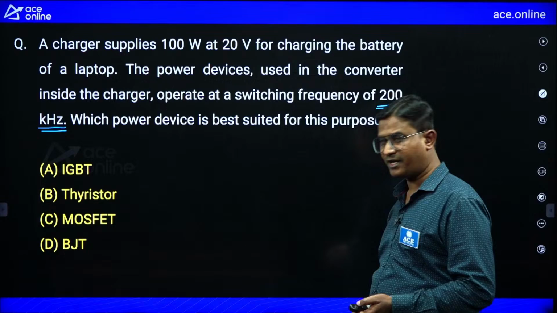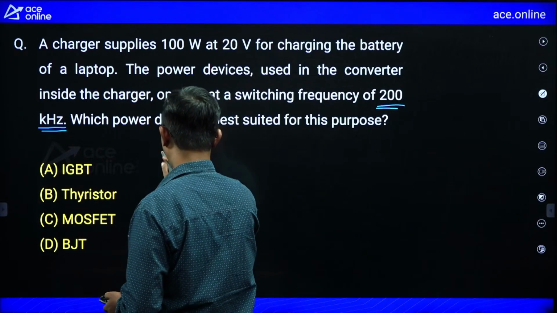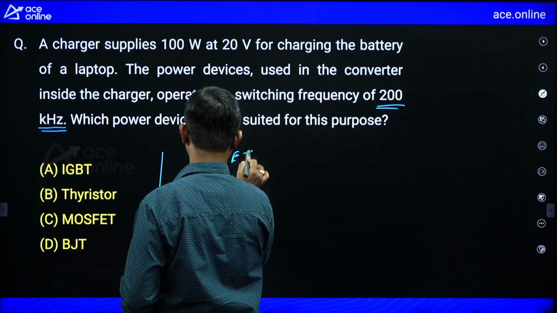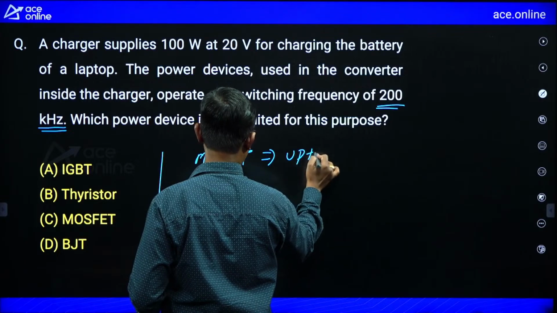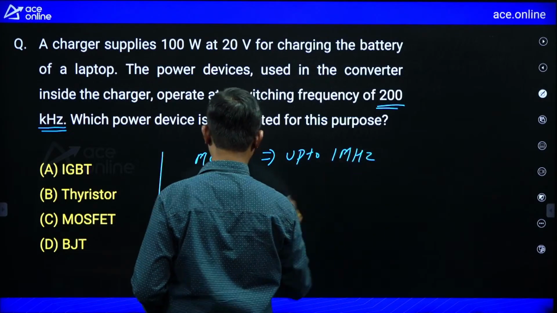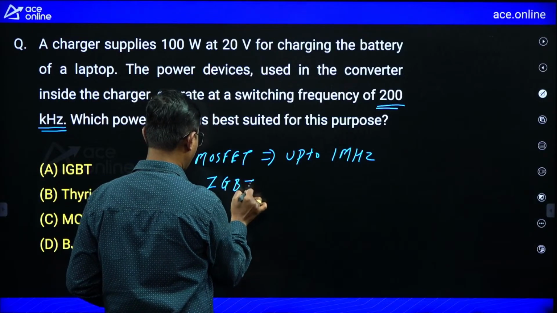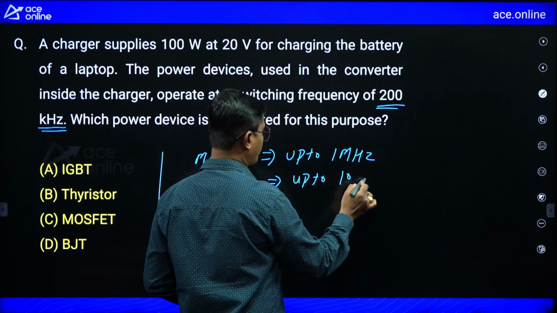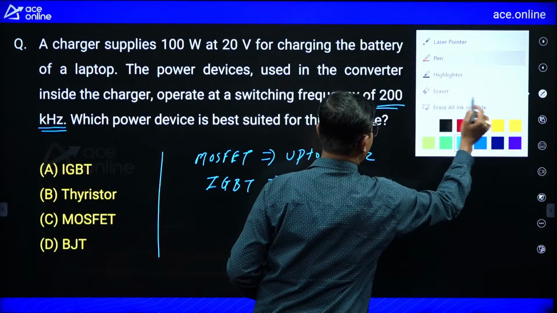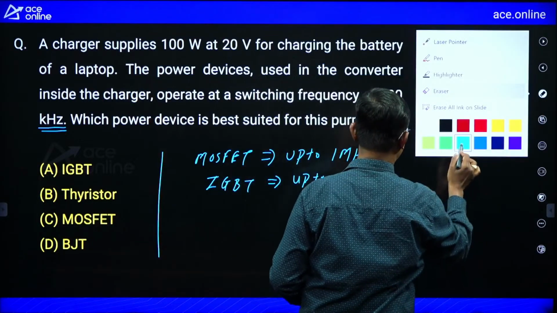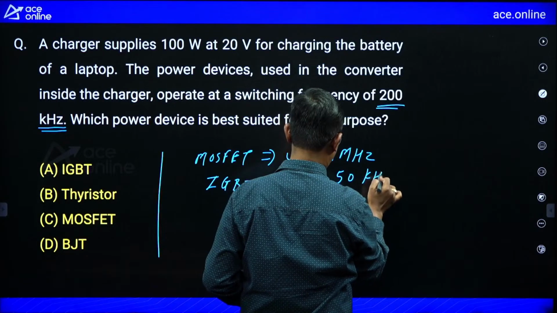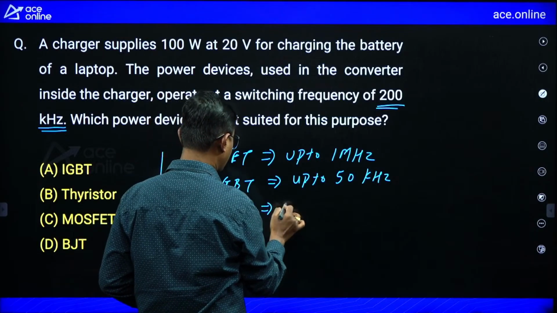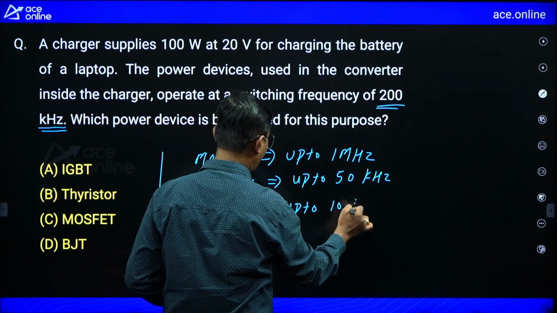Yes, MOSFET is preferred, right? What happens here? The operating frequency of a power MOSFET is up to 1 megahertz. For IGBT, the operating frequency is up to 50 kilohertz. And for power BJT, it is up to 10 to 20 kilohertz.